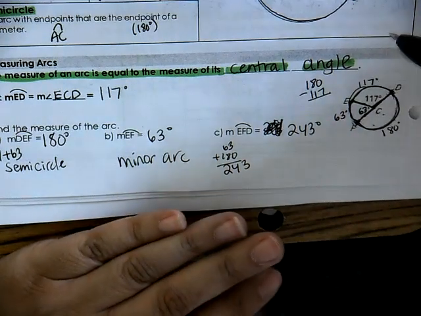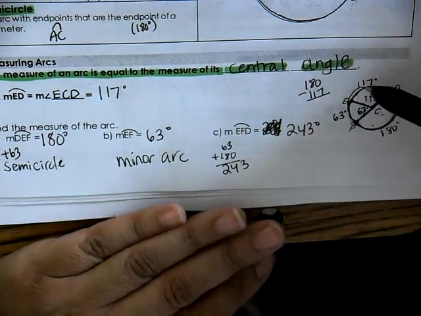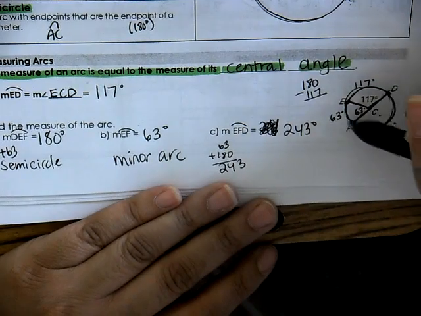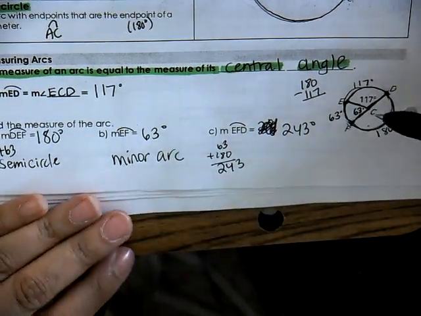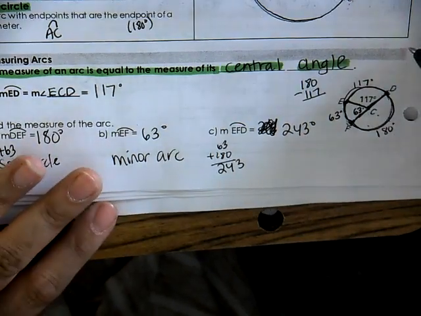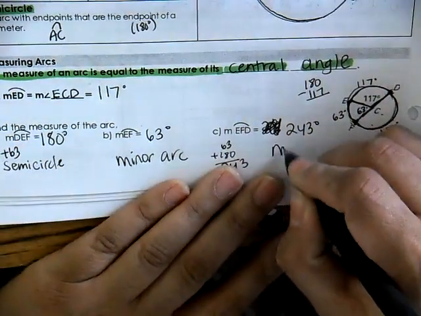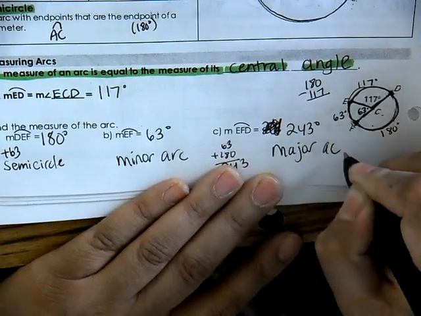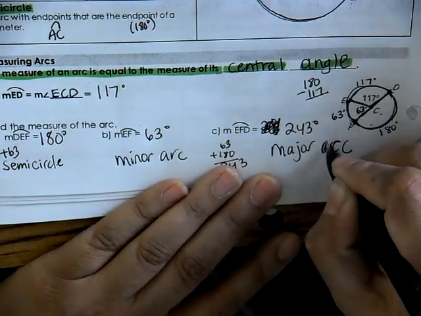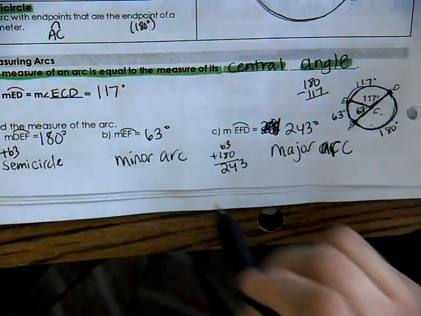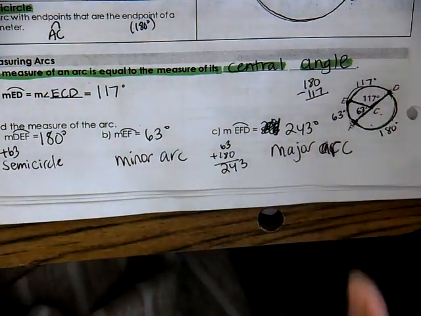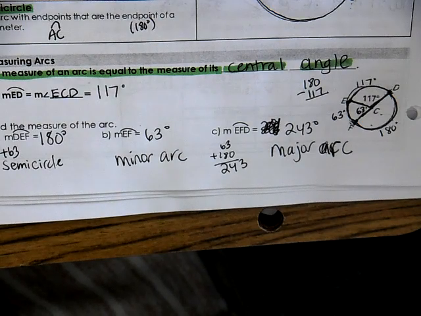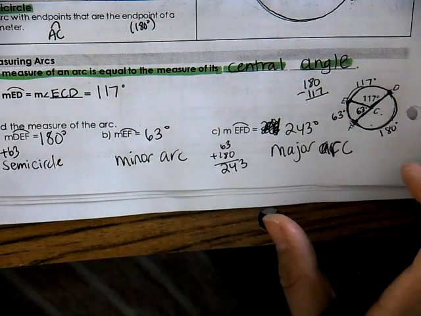Another way you could figure that out would be to do 360 minus 117, and you would also find out what that whole part was, because altogether, all of the angles have to add up to 360. Otherwise, something went wrong. Okay, so that's a major arc on letter C. So we did a semicircle, a minor arc, and a major arc. Then we have a conclusion on the next page, and then we're going to do a few more examples like this.